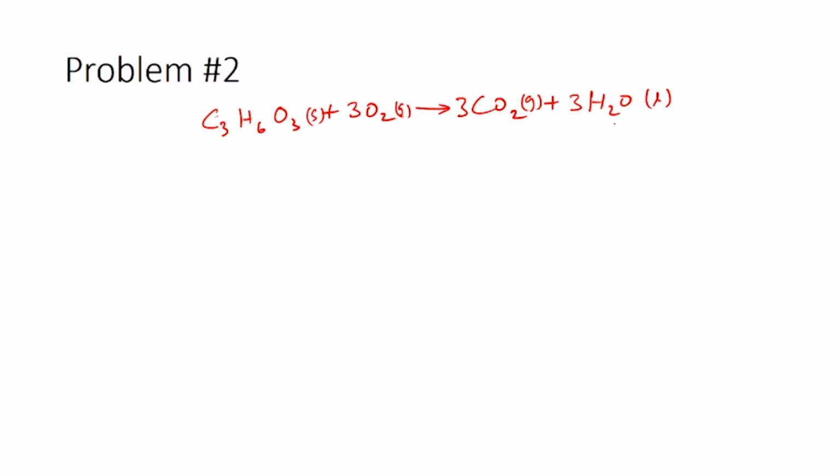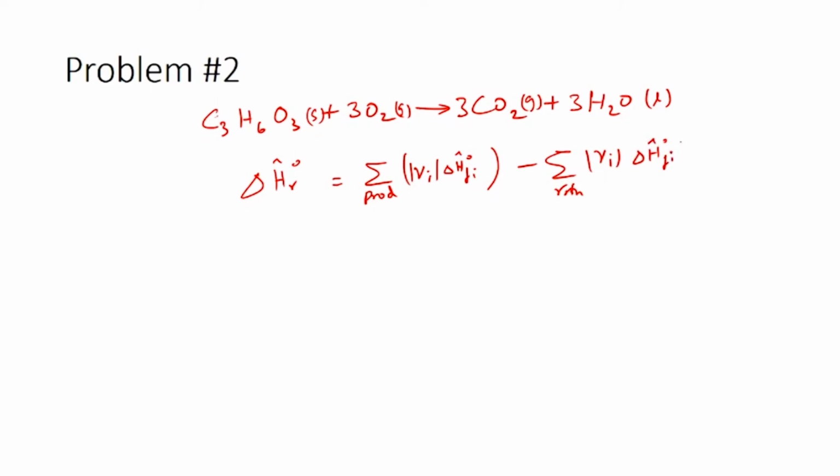Because this equation is there, we have the heat of formation for lactic acid, carbon dioxide and water. We can calculate the heat of this reaction, which is the combustion reaction, again using Hess's law. The equation would be sigma of products nu_i delta H_f minus sigma of reactants nu_i delta H_f, and these values for the heats of formation have been given.